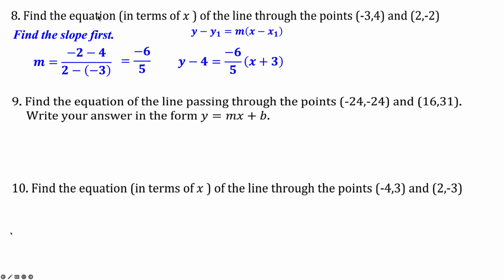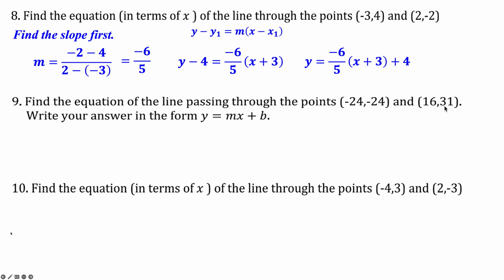Now, they said, find the equation in terms of x. All you have to do is add over the 4. Y is by itself, and everything else over here is written in terms of x. You do not have to distribute this. They did not say write it in y equals mx plus b or slope-intercept form. Whereas in number 9, notice it said write your answer now in y equals mx plus b. Now you would have to distribute that slope into the parentheses.